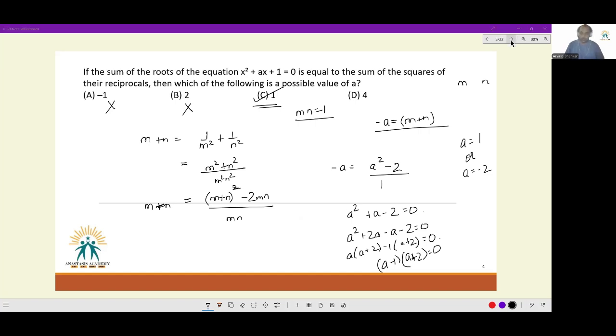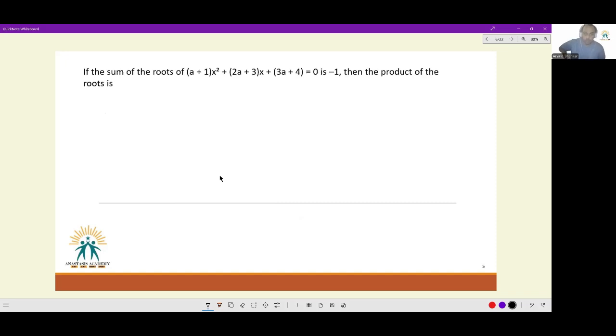Okay, next question now. If the sum of roots of this expression is minus 1, then the product of roots is. Okay, see. We are told 2a plus 3 minus 2a by 3 by a plus 1 is equal to minus 1. This is the product of roots for a quadratic. This minus will go away. We get 2a plus 3 is equal to a plus 1, or a is equal to minus 2.